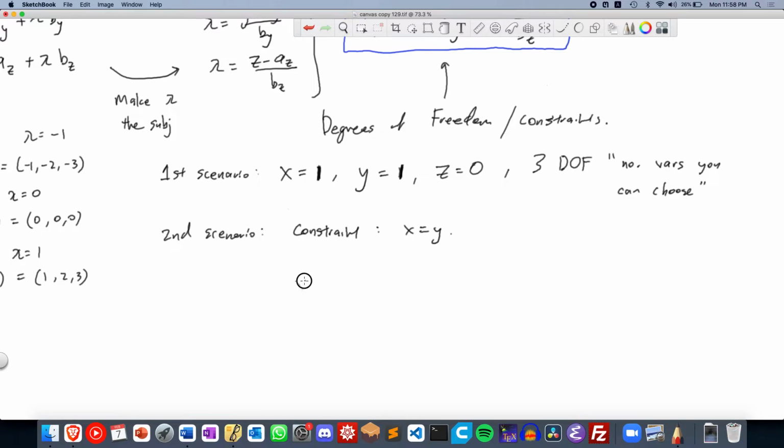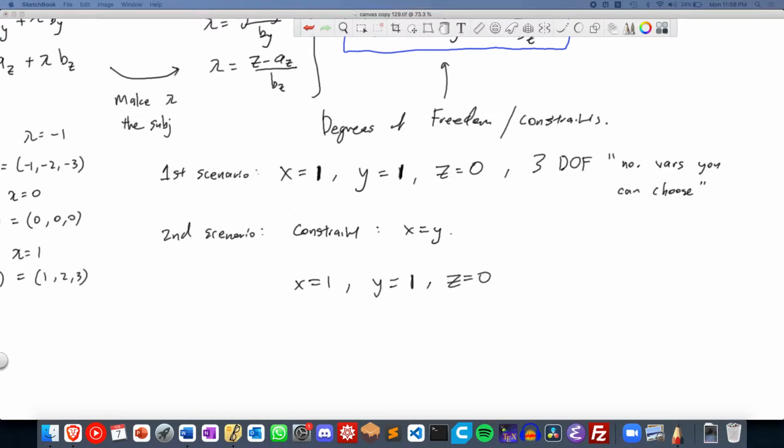Well, let's say you go ahead and choose x equal to 1. Then when you want to choose y, you realize that in order to satisfy this constraint, it must be equal to 1. You cannot choose any other possible value of y. And then lastly, you can choose z equal to anything you want.